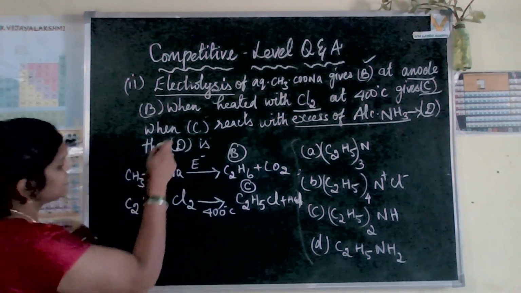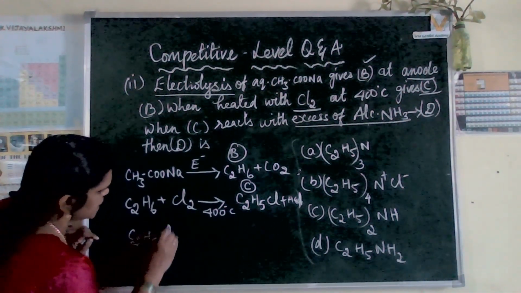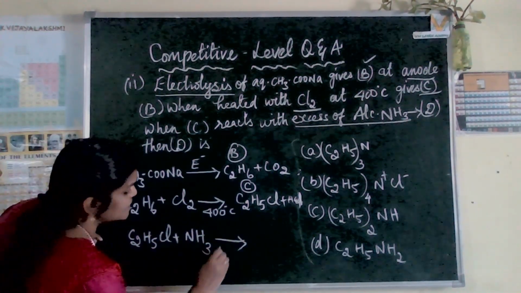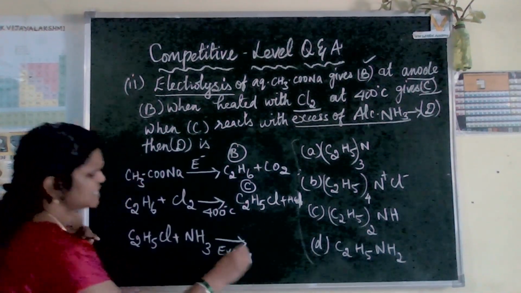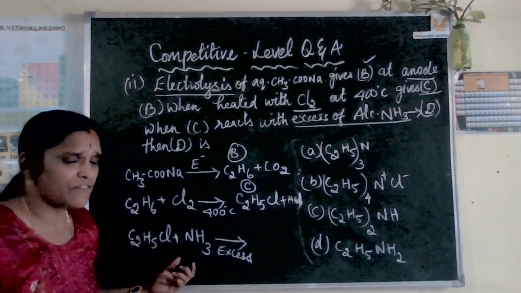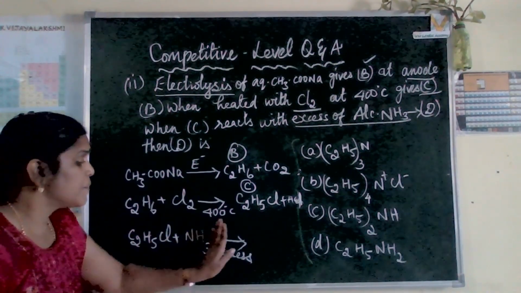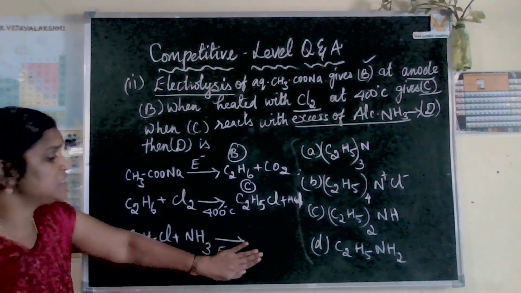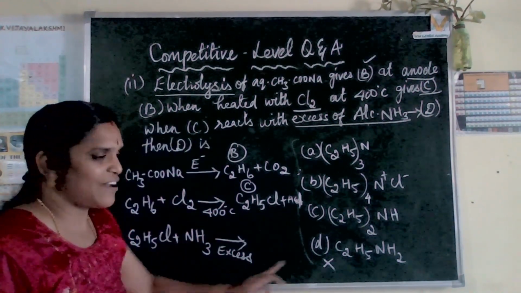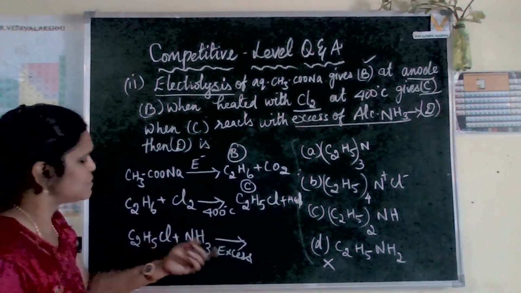This is C. Now C reacts with excess ammonia: C2H5Cl combined with excess ammonia. Excess means you will first get the amine, the ethylamine. If they did not mention excess, you would get this option, but since they have given excess, this option is wrong. We are looking at the final product only, so this is wrong.